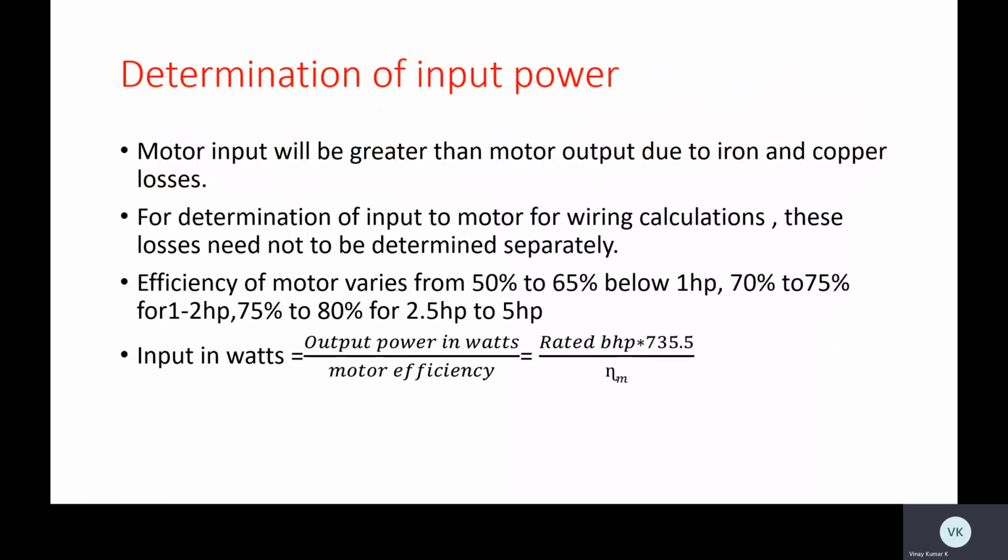Then how to go about determination of input power. The motor input will be greater than the motor output due to iron and copper losses. As we know, the motor input will be greater than the output power because the input power is given to the motor and it works.